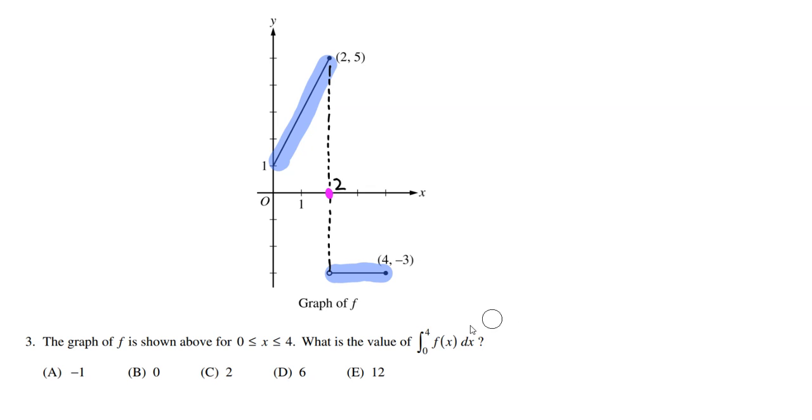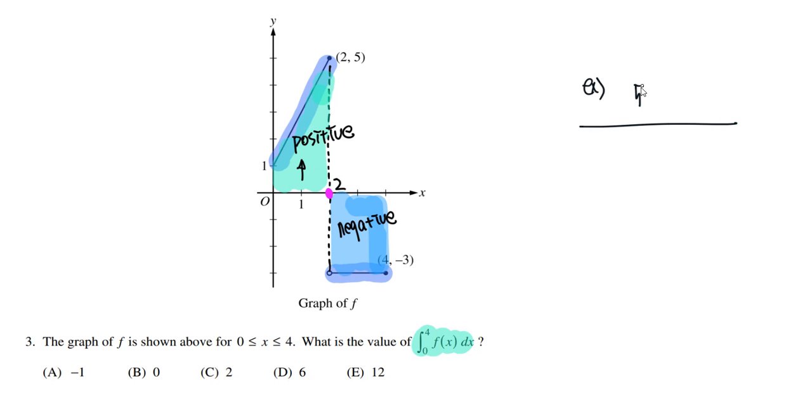You know the meaning of this integral: it's the area below the graph and above the x-axis. When the area is above the x-axis, it has a positive sign, and when the area is under the x-axis, it has a negative sign. For example, if you have an area of 4 under the axis, then you have to use a negative sign, so negative 4.